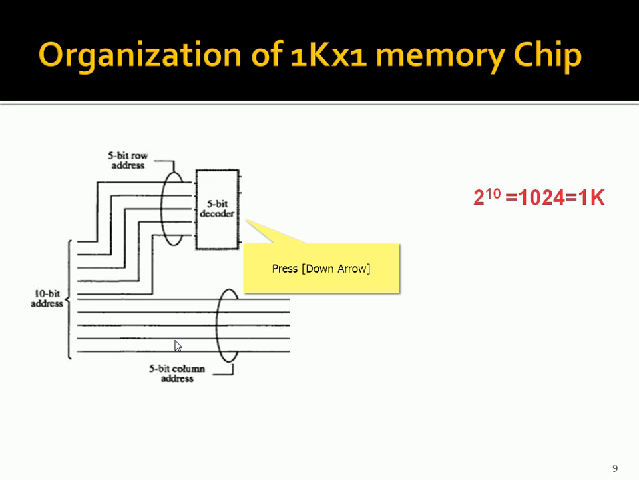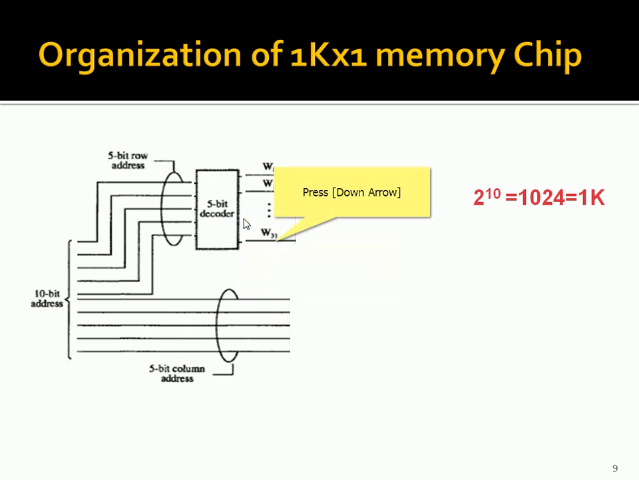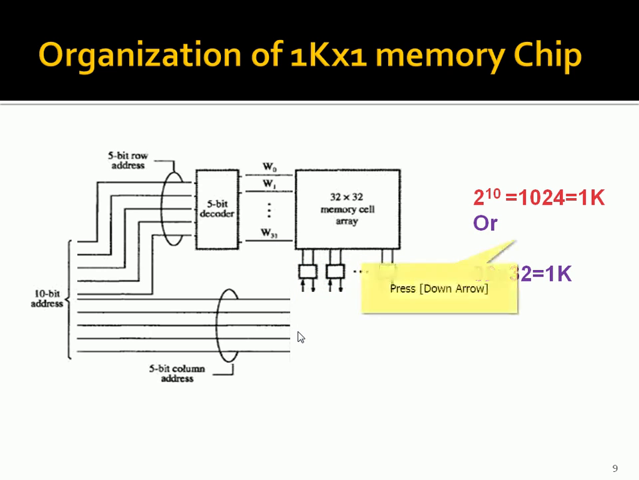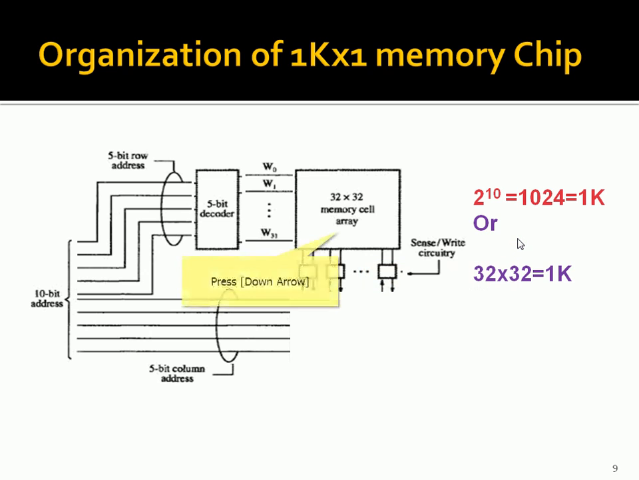So these 32 rows will be uniquely identified from this decoder, that is word 0 to word 31, right? Similarly, 32 rows and 32 columns will be there, and the memory cells will be organized. So this 1K, we can also say 32 by 32, right? 32 rows and 32 columns is also going to be 1 kilobyte, that is 1024 bit memory.